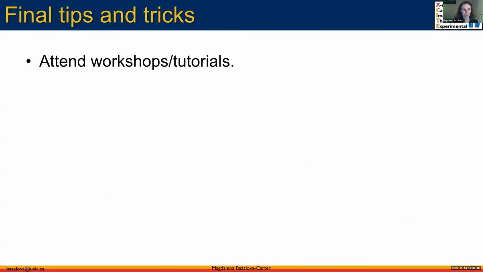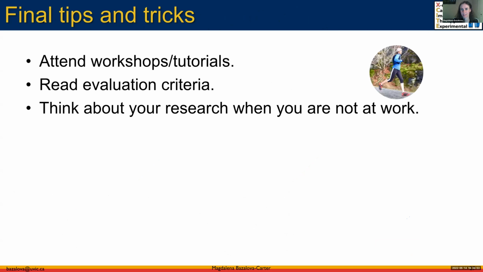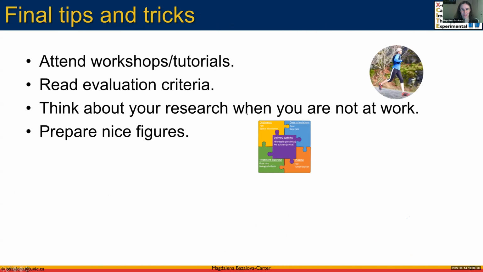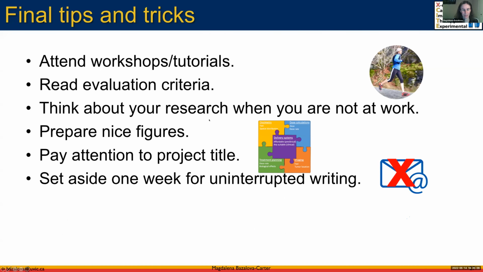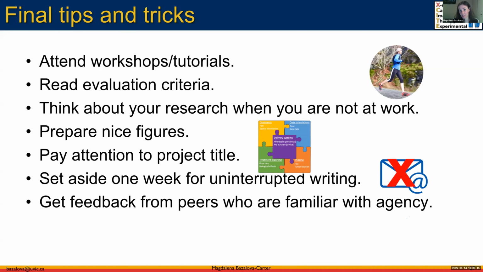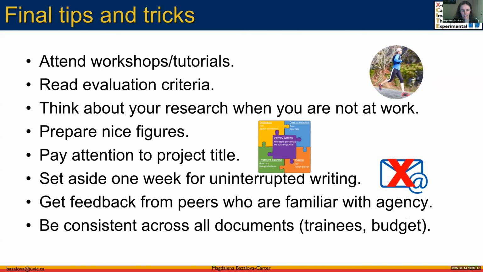There are some final tips and tricks. Attend workshops and tutorials, read the evaluation criteria. Think about your research when you're not at work. It's very important as well. You get some great ideas when you're not at work. Prepare nice figures. Pay attention to the project title. My biggest project to date has a typo in its title. Set aside 1 week of uninterrupted writing if you can. Get feedback from peers who are familiar with the granting agency, also very important. And be consistent across all documents. Don't say one thing in one document, another thing in another document. And again, give writing a lot of time.